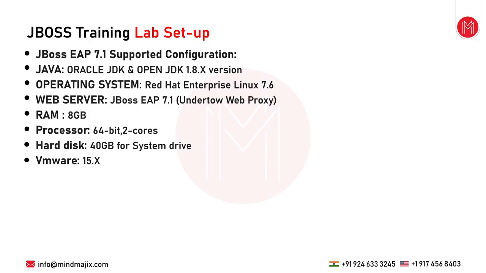I will cover Undertow also: what Undertow is, how it acts as a front end, how the request is handled, and how it maintains load balancing. And we need 8 GB of RAM. Why 8 GB? Because we are going to install VMware on your PC, and along with VMware we need 8 GB RAM, otherwise it will hang. Processor 64-bit and a 40 GB hard disk is enough for VMware. We will use VMware 15.x, and I will give you the license key also. It is a trial version you will get, but I will give a key also.